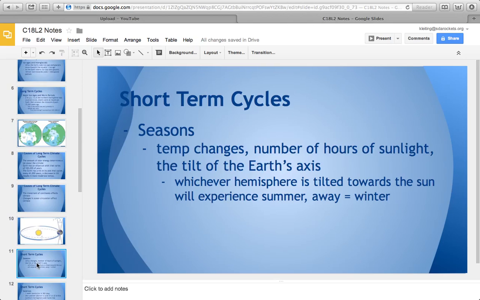Alright, so seasons. Temp changes, number of hours of sunlight, and the tilt of the Earth's axis. Whichever hemisphere is tilted towards the sun will experience summer, and away from the sun will experience winter.